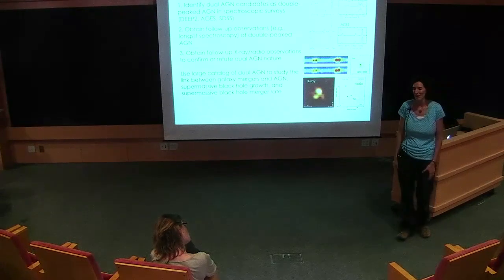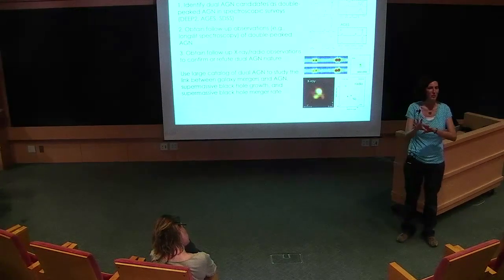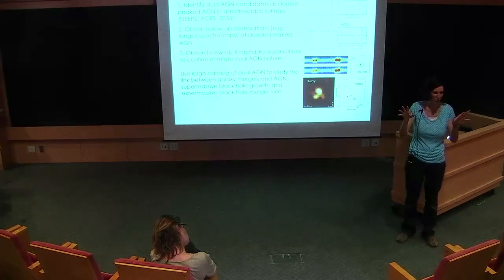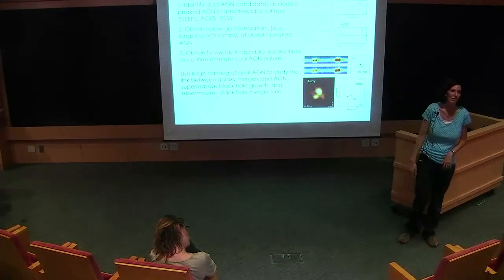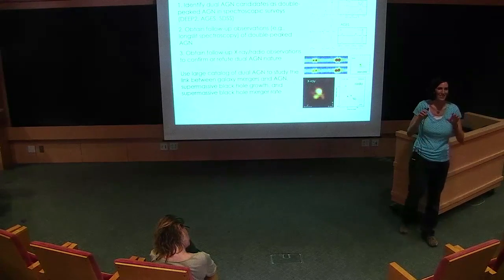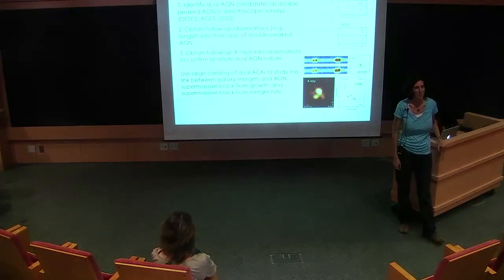And so we've been looking for any differences between the type 1 and type 2, and we haven't seen anything in the morphologies yet, and we just don't have enough confirmed dual AGN yet to look at the ones with type 1 and type 2.